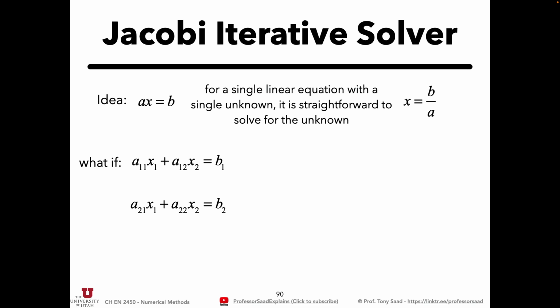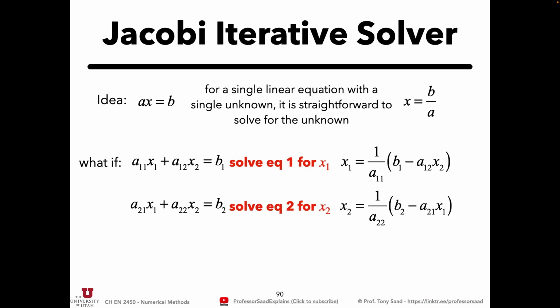Okay? All right. So what if we solve equation 1 for unknown 1 and solve equation 2 for unknown 2? If you want to solve equation 1 for unknown 1, we're going to leave unknown 1, x1, on the left-hand side, and move everything to the right-hand side. So that would make x1 equal 1 over a11, right? You do the math, b1 minus a12 x2, fine. And let's solve equation 2 for x2. So it looks a little bit similar, but you got different numbers.